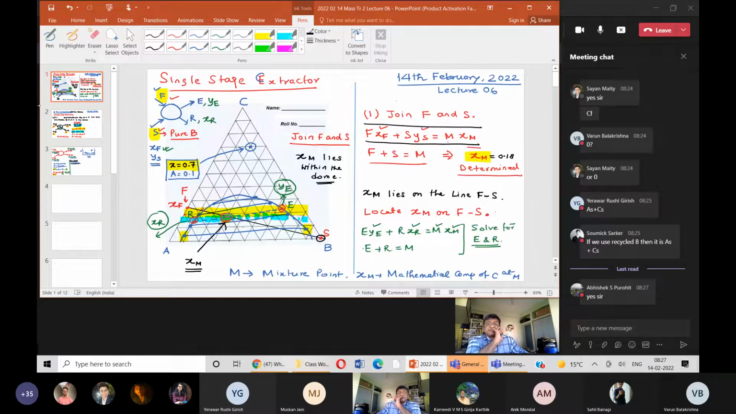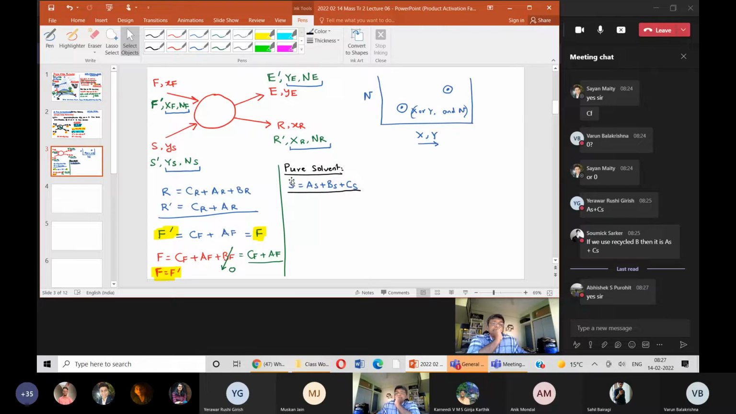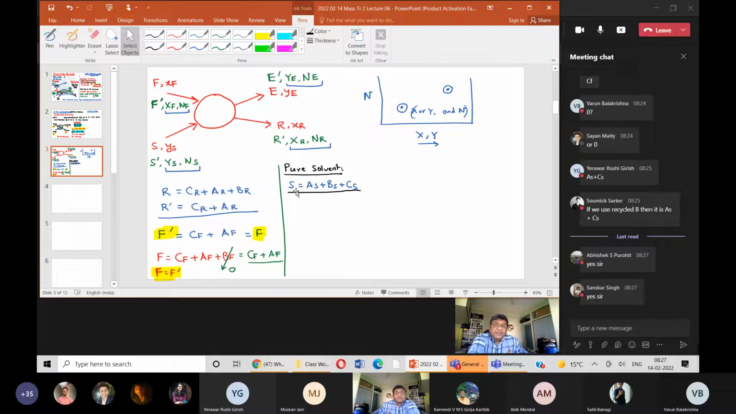I'm just asking the class, what is S? Forget about A free, B free, anything. S is AS plus BS plus CS. This is clear to all. And it turns out that this is equal to 0 and this is equal to 0. Agreed? So in most cases, S is equal to BS for a pure solvent. Agreed? S is equal to 0 for a pure solvent. This is clear to all?